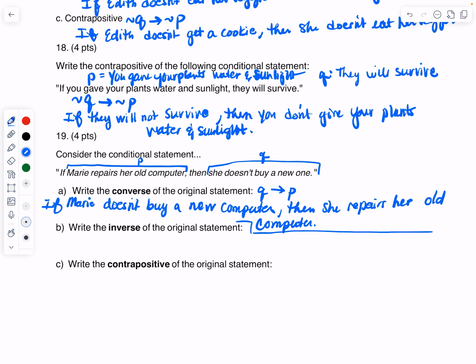Now it's asking for inverse. So inverse is negation P, then negation Q. So I'm going to write down if Marie doesn't repair her old computer, then she buys a new one.